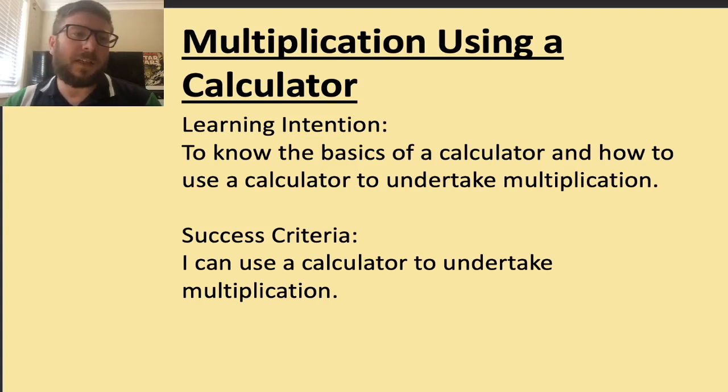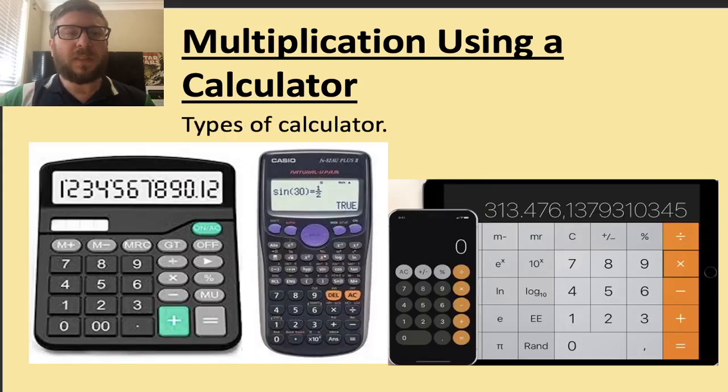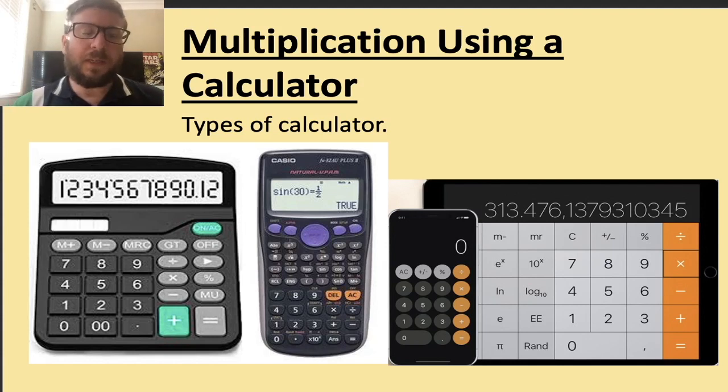So let's get started. Firstly, let's have a look at some of the different types of calculators. Now there's lots of different types of calculators out there and they all look slightly different, but they all do the same thing. They all have the numbers 0 through 9 on them. They all have a plus, a takeaway, a division and a multiplication button, and they all have an equals button.